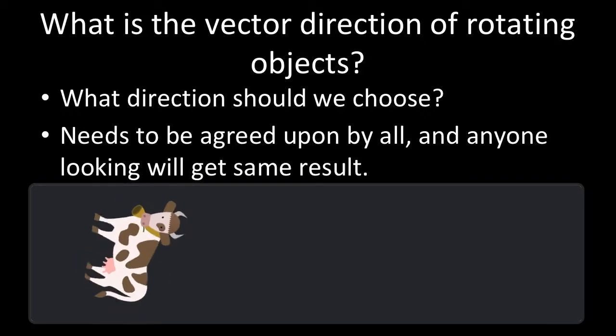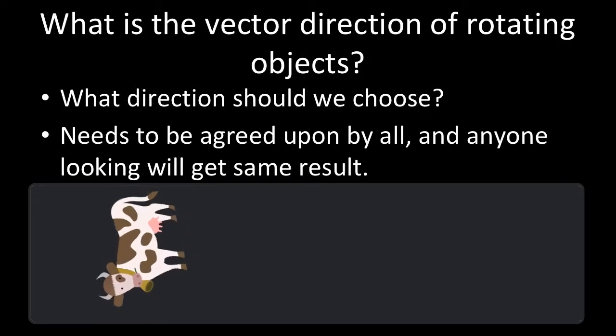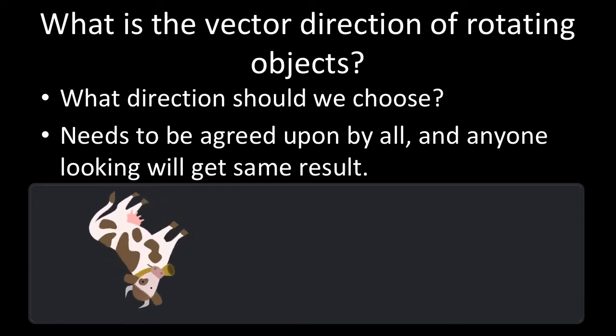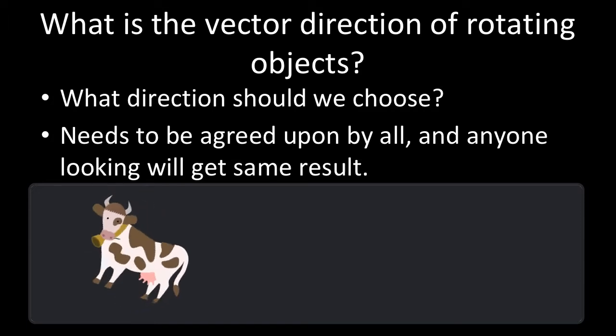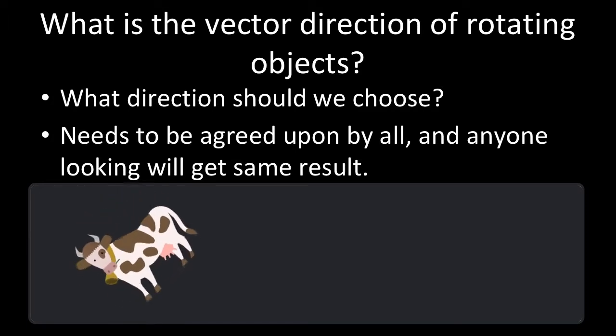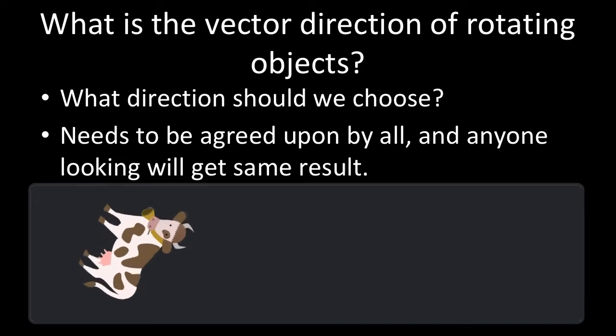So what is the vector direction of a rotating object? Remember that we said that if an object is rotating, it has some kind of angular velocity, and velocity is a vector, so we should have a vector for this. So then the question is, what direction do we choose?